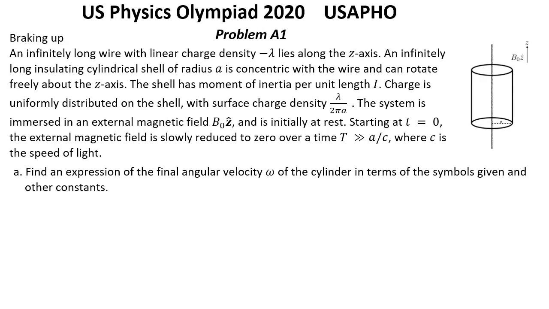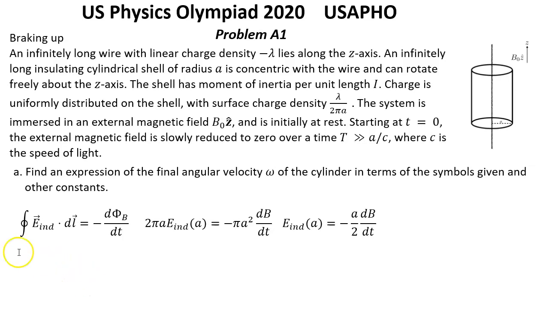Solution for problem A1. Question A. Find an expression for the final angular velocity omega of the cylinder in terms of the symbols given and the other constants. Solution. First, we can use Faraday's law to find the electric field induced inside the cylinder due to the change of magnetic field or magnetic flux.